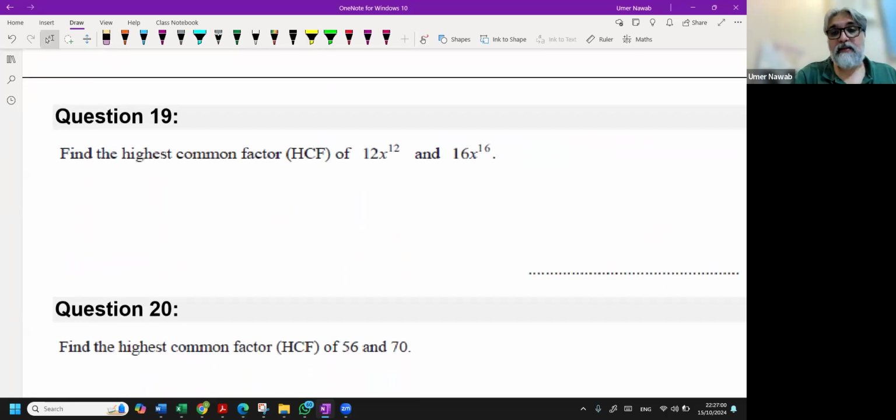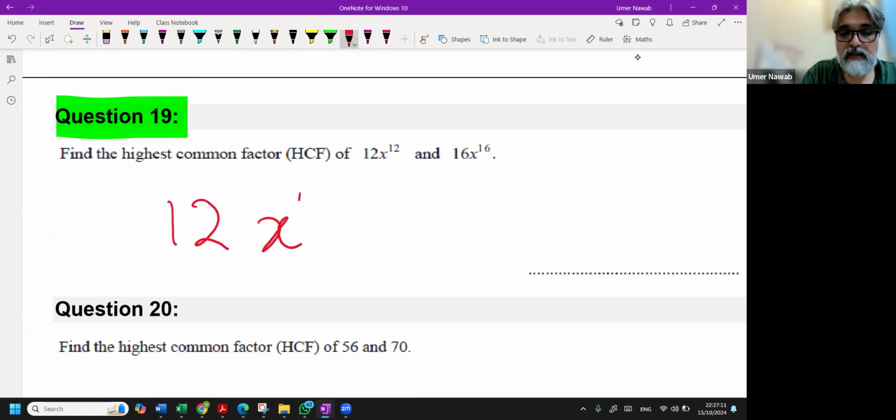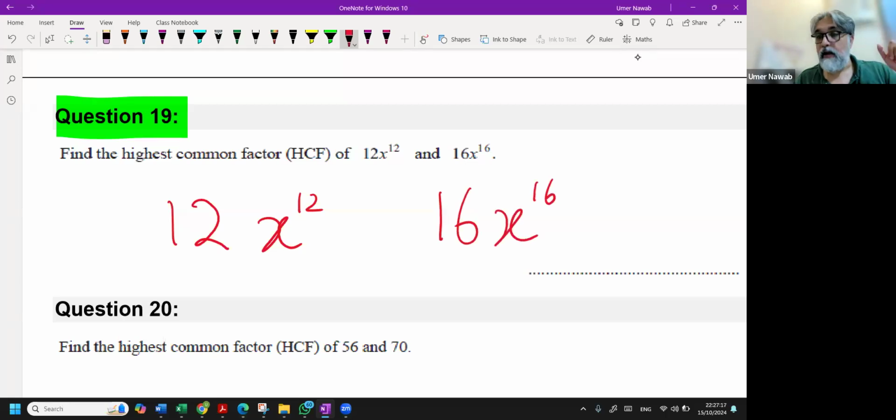Question number 19. Some students, they always have inquiry that we have x raised to the power 12. Guys, this 12 is not on 12. Yani it is 12 x raised to power 12 and 16 x raised to power 16. Now be careful. When I want to find HCF, you always pick the smallest power because I told you HCF is always a smallest number and LCM is always the biggest number of them. Okay, so x raised per 12 will be your HCF and x raised per 16 is your LCM.